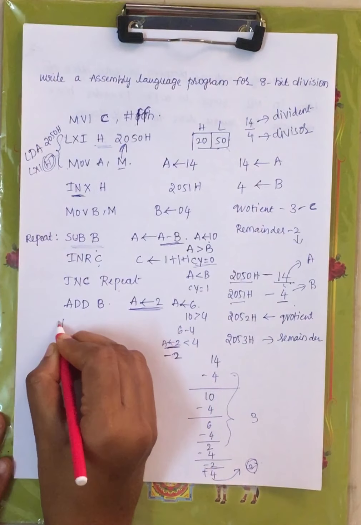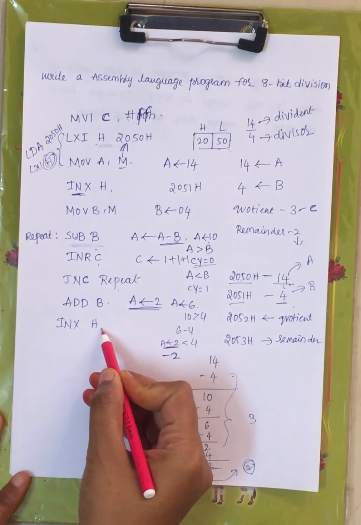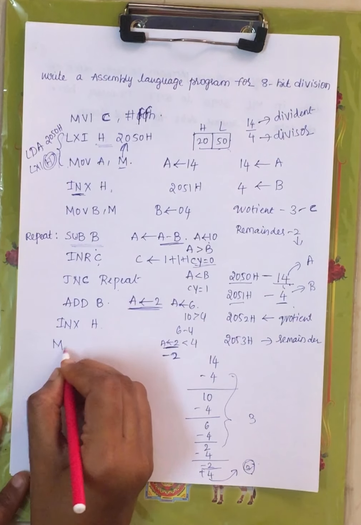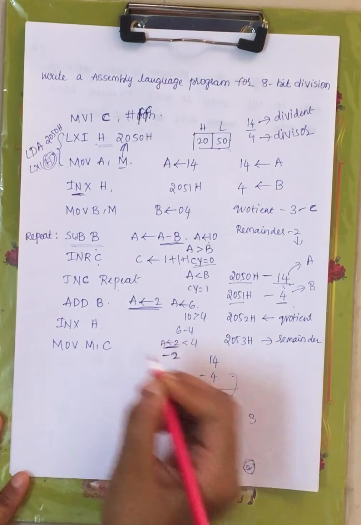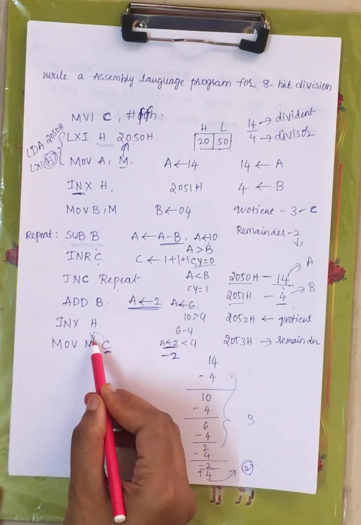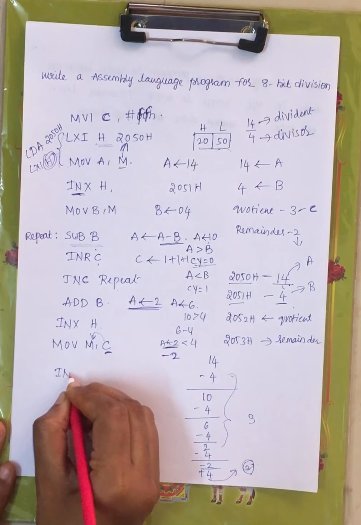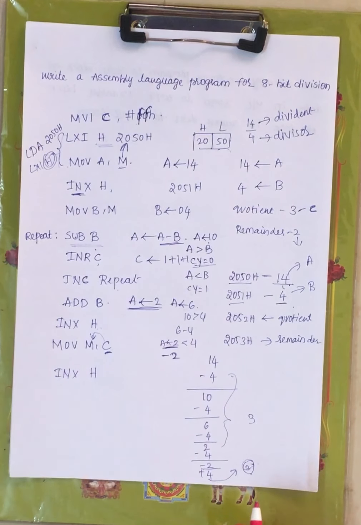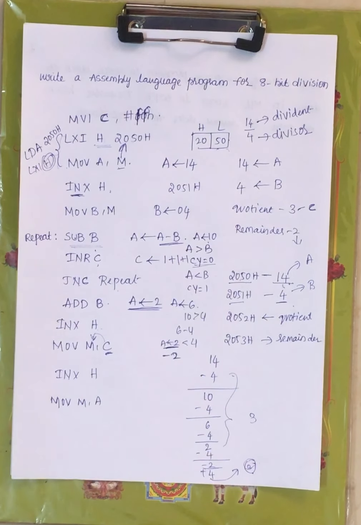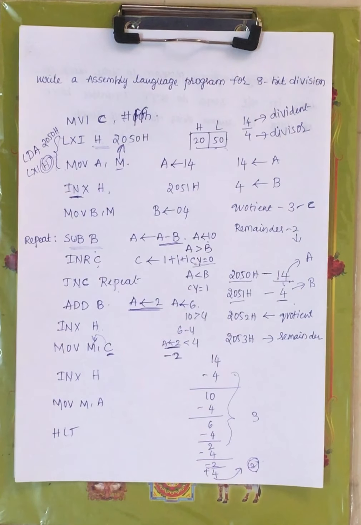Now increment HL. Initially it is 2052H. After incrementation you are getting 2053H. Now move M comma C. Whatever result is stored under C is moved to the memory location 2052H. Now again increment H. Now the memory location is 2053H. Now move M comma A. The remainder is stored in that particular memory location. Halt operation.